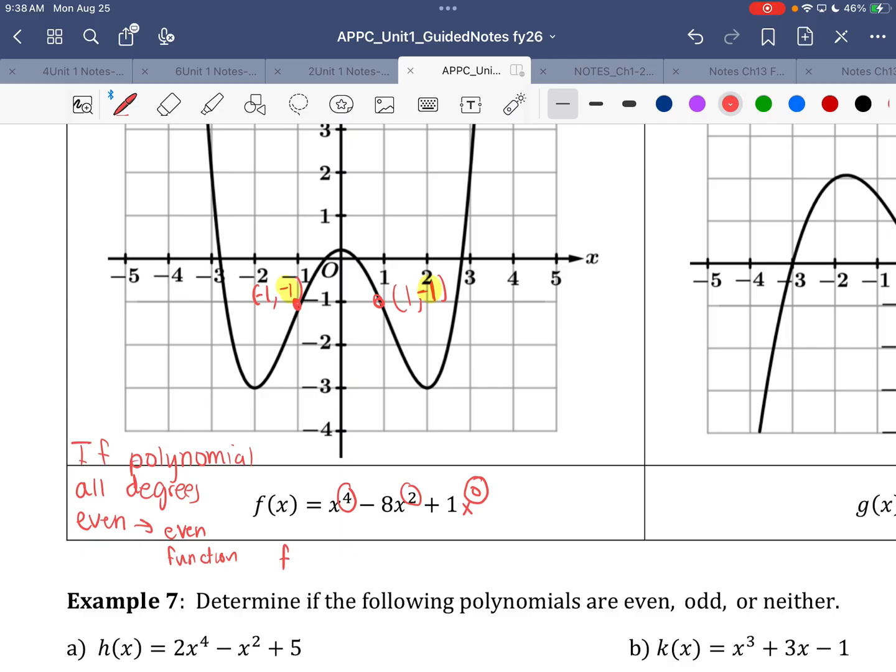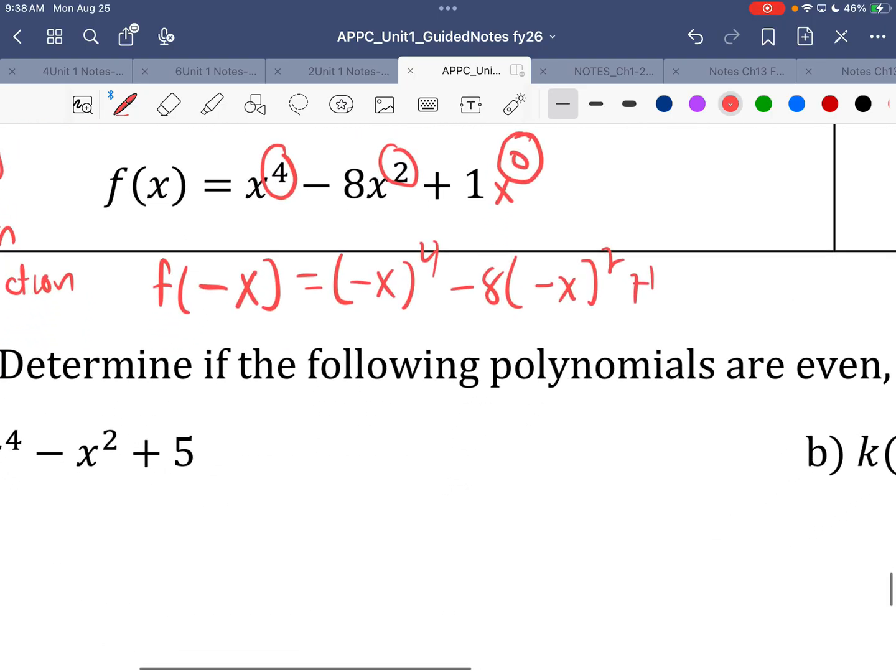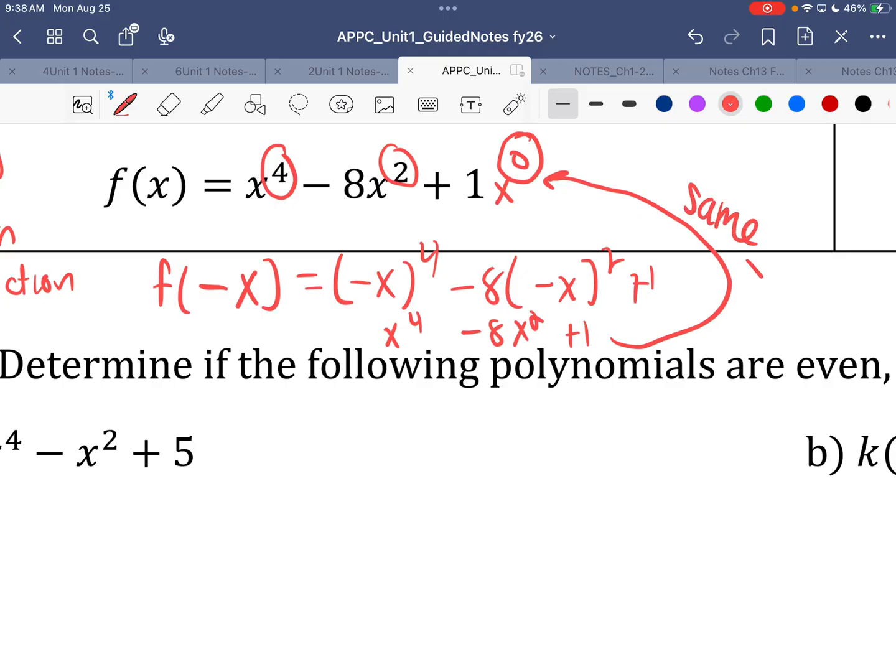You also could have plugged in negative x. If I do negative x to the 4th minus 8 times negative x squared plus 1, a negative times a negative is a positive, and you do that twice with the 4th, and you get the same thing you started with. If no signs changed, we'll say same signs. If no signs change, then it's even. If all of the signs change, then it's odd. Or you can just look at the degree if it's a polynomial.